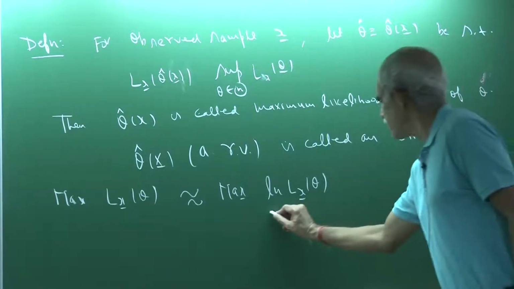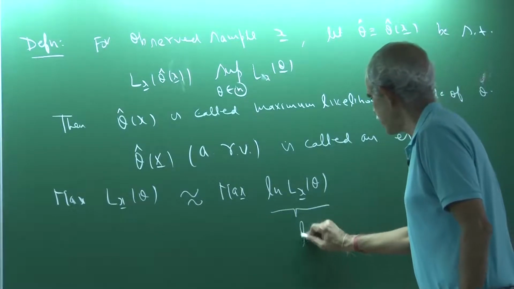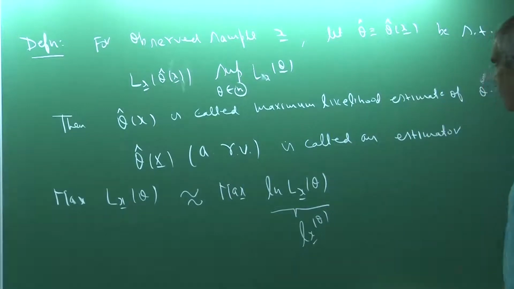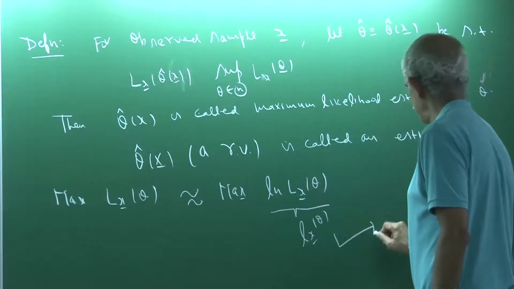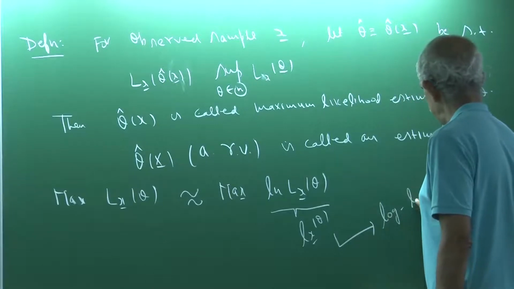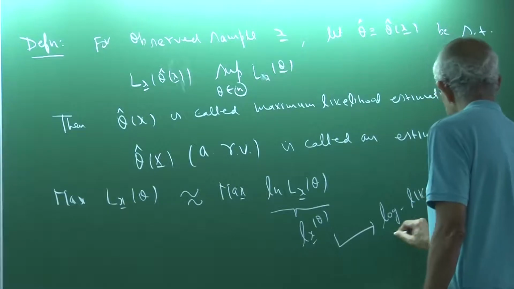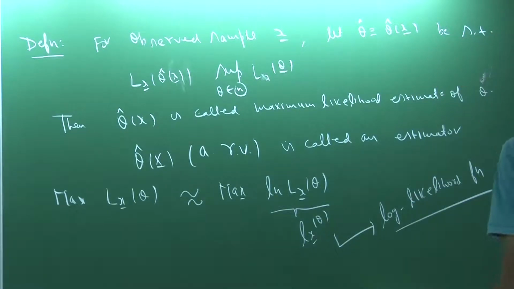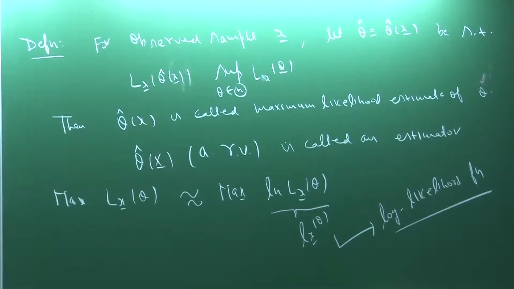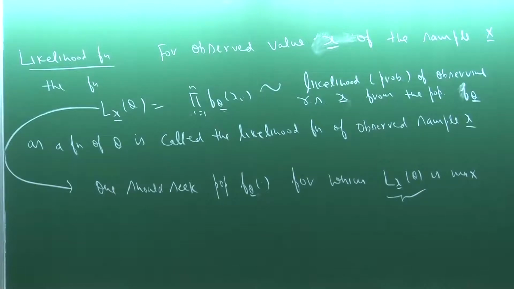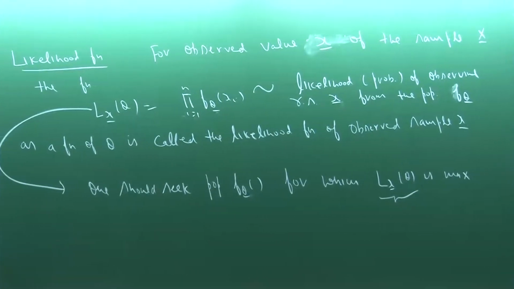Now this function, which we denote by, let us say, small l(x, theta), is called the log likelihood function. So in many situations, maximizing the log likelihood function is much more convenient. So many times we'll work with the log likelihood function rather than the likelihood function.